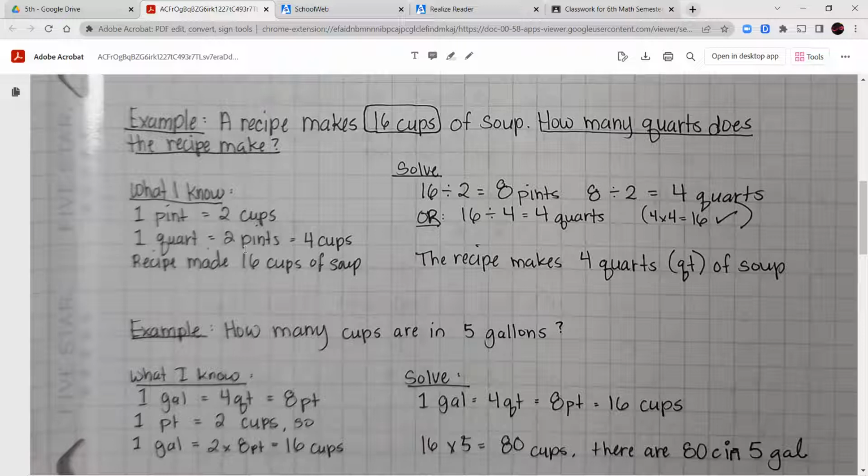And then I can take those 8 pints and divide them by 2 again to figure out that there are 4 quarts. Or now that I already know that 1 quart is equal to 4 cups, I can just do the 16 divided by 4 and find my 4 quarts that way. And then I always do the inverse operation to check my work. So here I did 4 times 4 equals 16. So the recipe makes 4 quarts of soup.